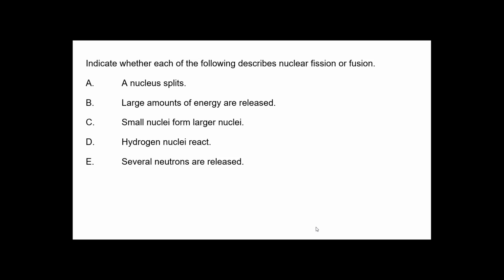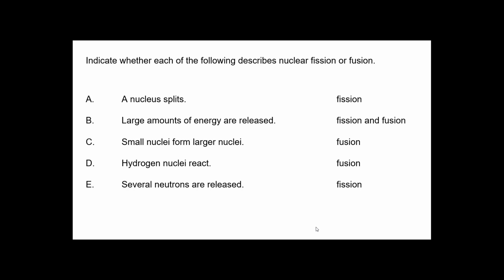So they're pretty straightforward. There's not really a lot to cover about these, and they might seem easier, hopefully, because you've already gone through the rest of the sections on this. Nuclear fission and nuclear fusion may not seem as difficult as the radiation parts that we've covered. So indicate whether each of the following describes nuclear fission or fusion or both. I'm just going to go through these.